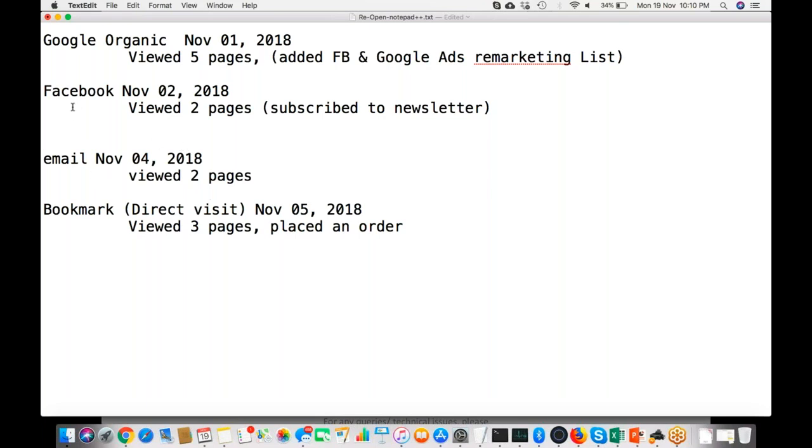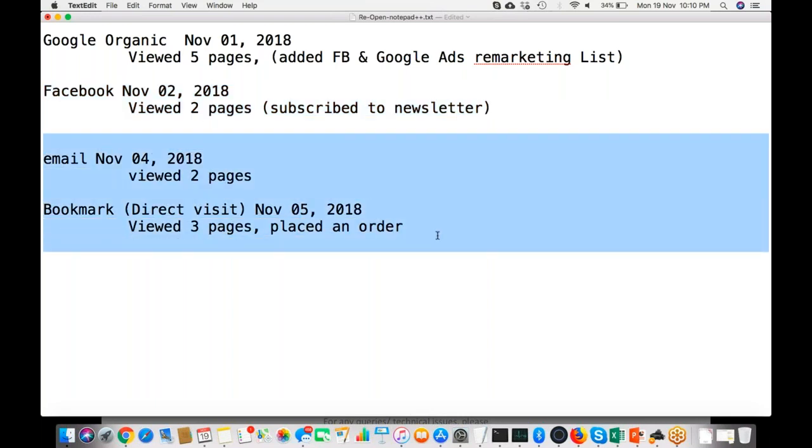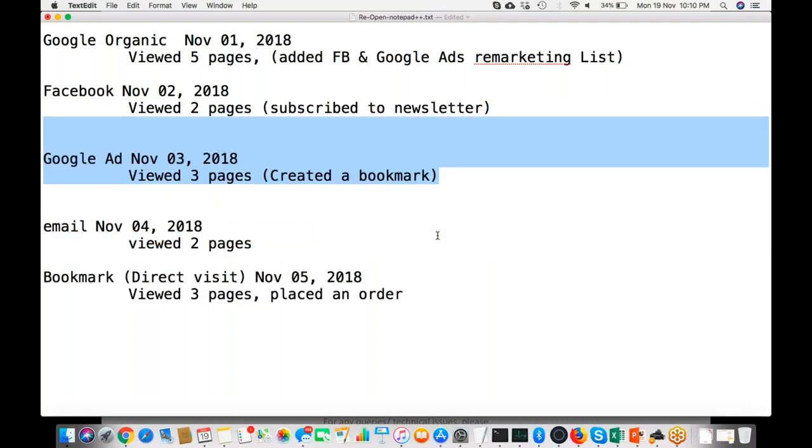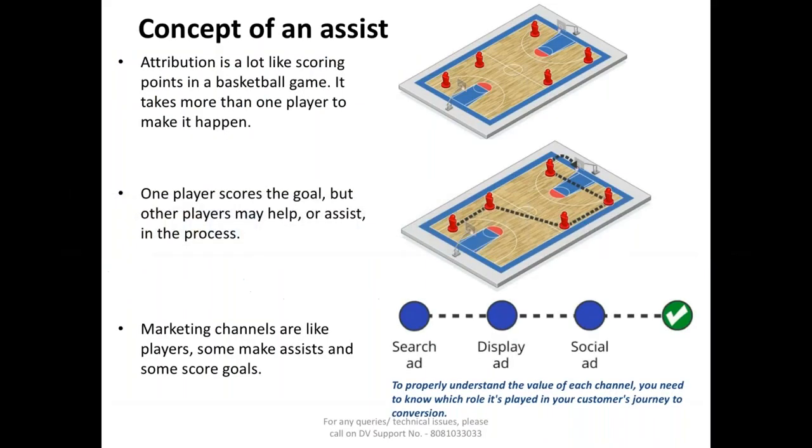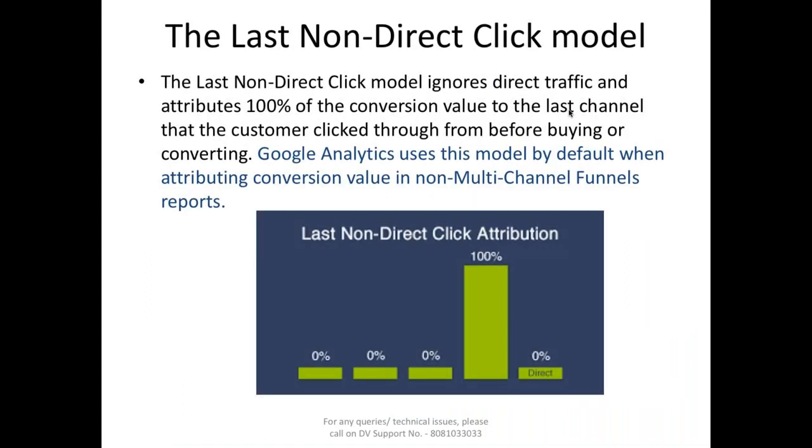Now, is it an important channel for you? Because if you remove it from here, the user will never reach this stage. The user will never reach this stage. Are we getting it? So these channels are actually helping. Okay, so sometimes a channel is responsible for direct conversion. Sometimes it has played the role of an assist.